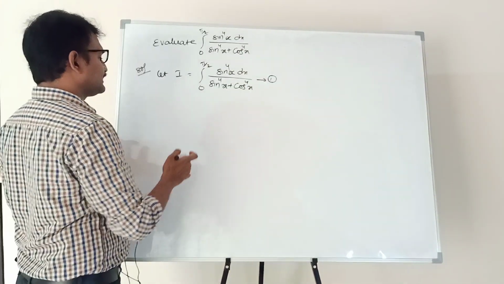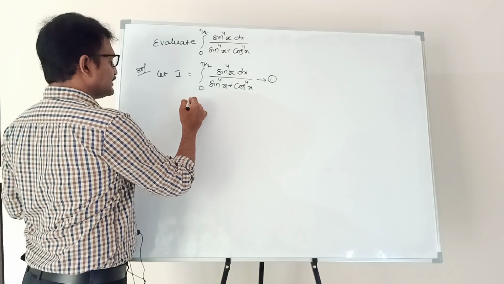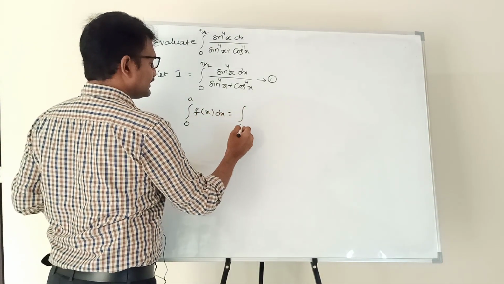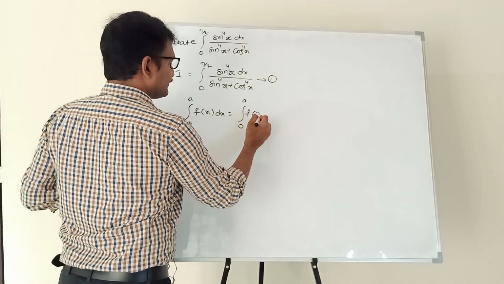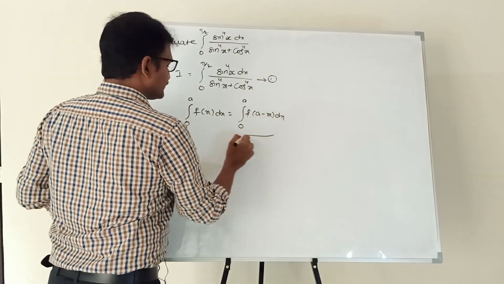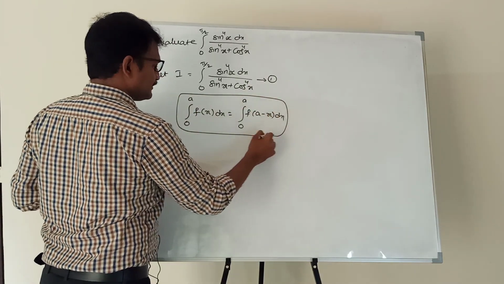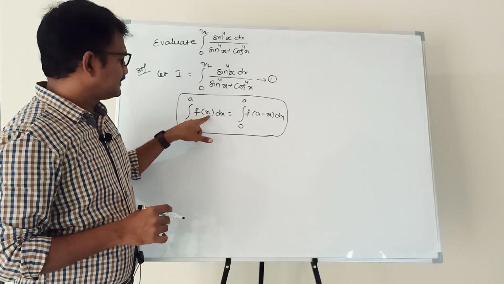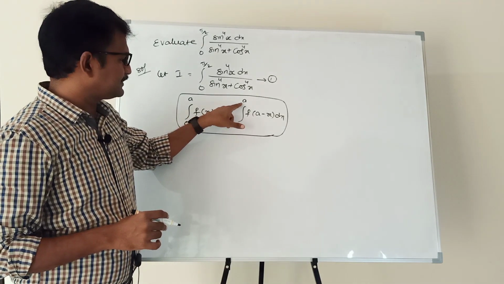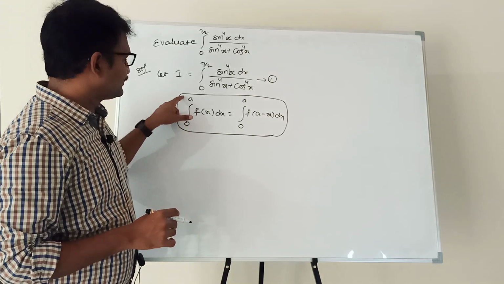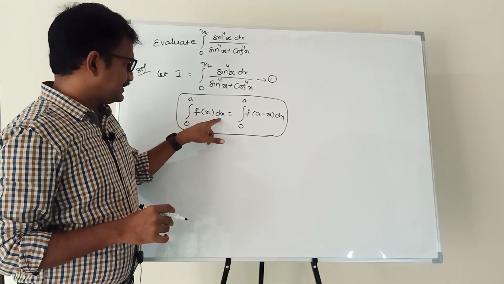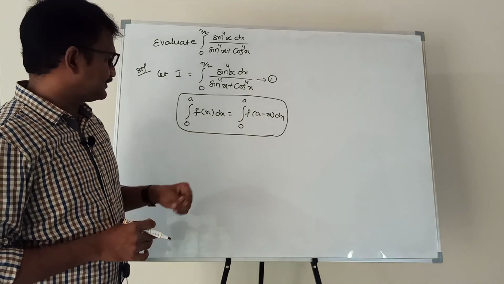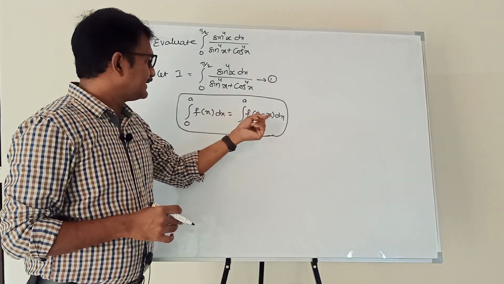So according to property number 5, what is property number 5? The integral from 0 to a of f of x dx is equal to the integral from 0 to a of f of a minus x dx. This is property number 5. So according to this property, in the place of x you need to replace x with a minus x.